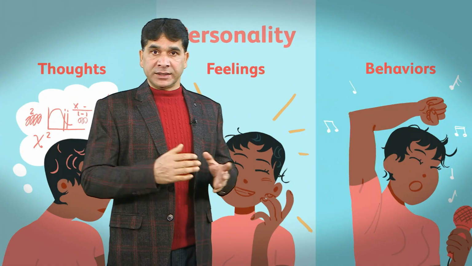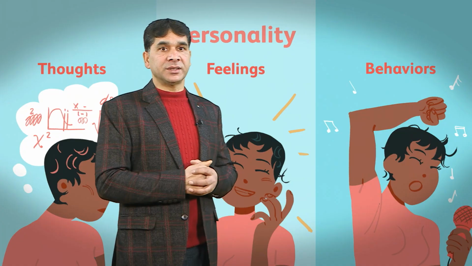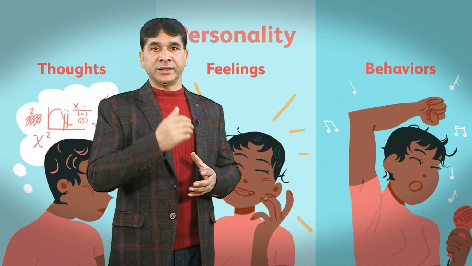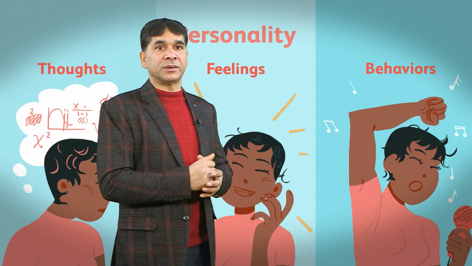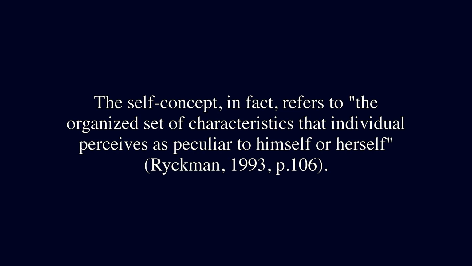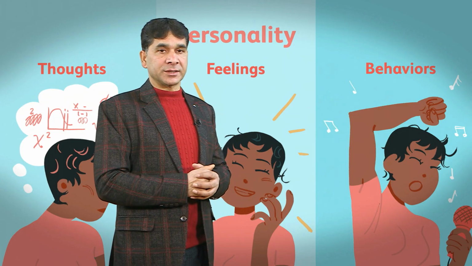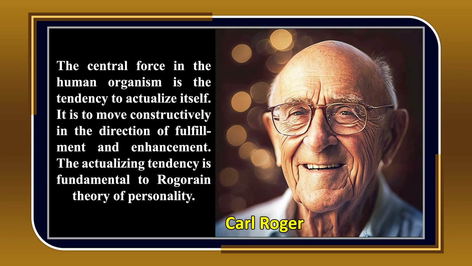In fact, the self is a central construct in his theory which develops through interactions with others and involves awareness of being and functioning. The self concept in fact refers to the organized set of characteristics that the individual perceives as peculiar to himself or herself. It shows a tendency towards actualization. According to Carl Rogers, the central force in the human organism is the tendency to actualize itself.